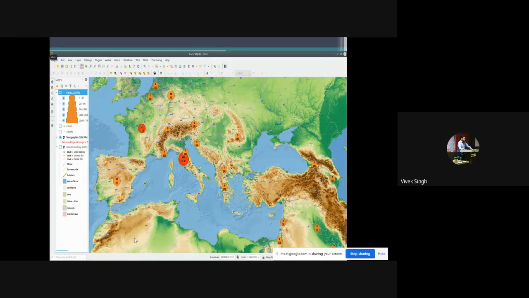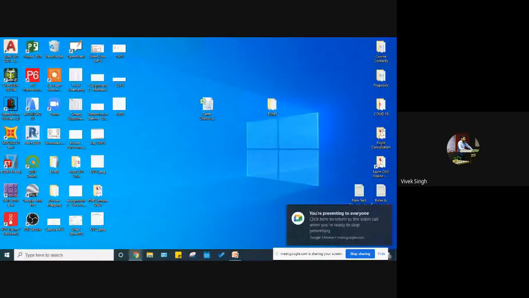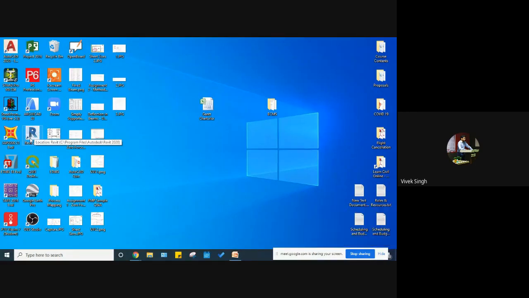So you can see this is the interface of QGIS, and I'll show you this here. You can see, first of all, this is Revit. Inside Revit only, you will find all the three: Revit architecture, Revit MEP, Revit structure. And QGIS, you can see this is QGIS, which I'm talking about.